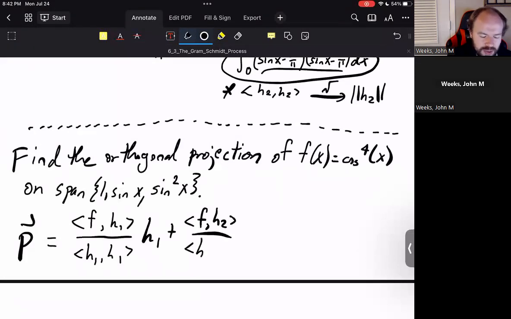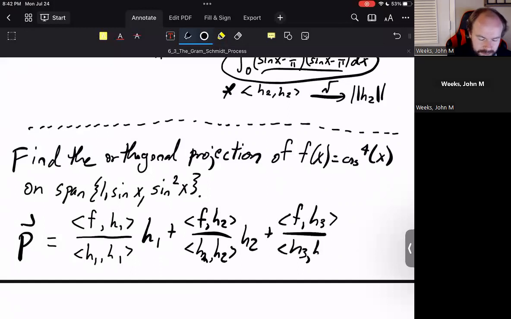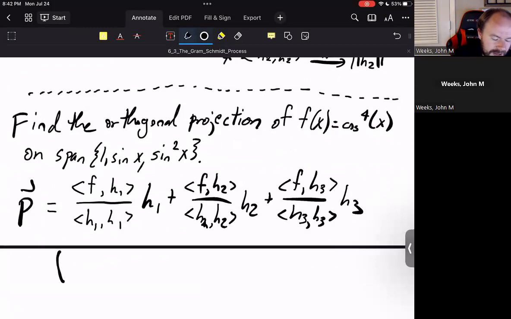This time, instead of h1, we'd be plugging in h2 for each of these functions. And then finally, we would do it for the last basis element here. We do this for h3. This would be the formula for this. So for example, this top inner product would look a little bit like this.